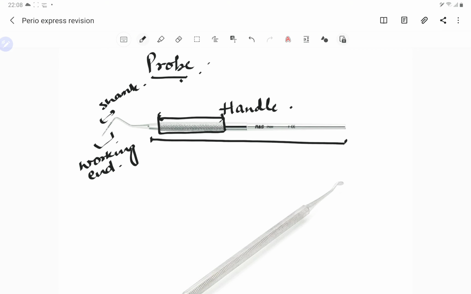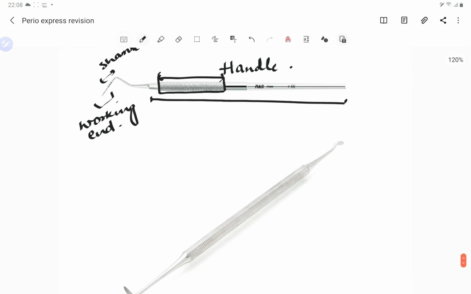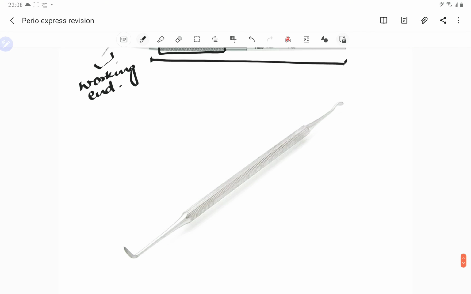So based on that, there are different types of probes which we will be covering: Marquis color coded probe, Michigan O probe, then we have WHO probe, then we have Williams probe, then Michigan O probe with the Williams marking. Also we have another kind of probes. All these probes we are going to cover in the continuation of this video itself.